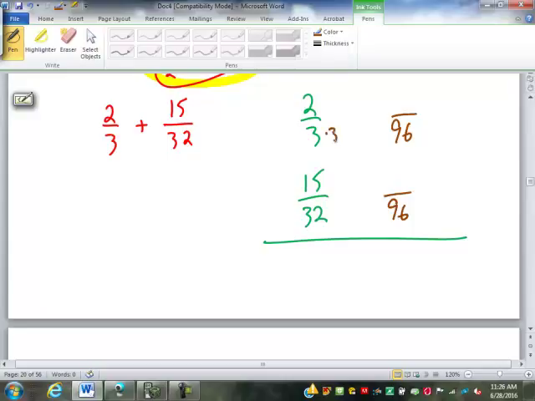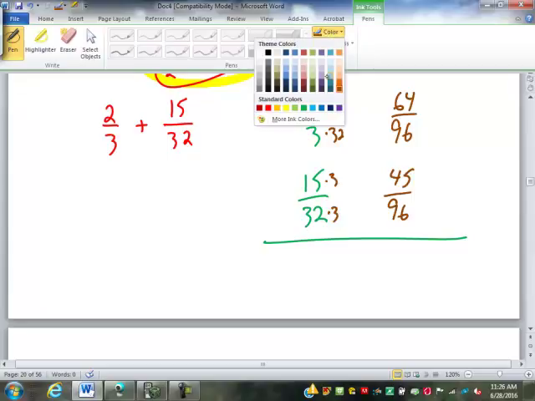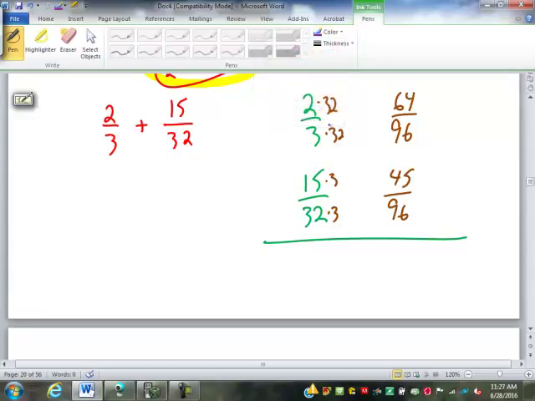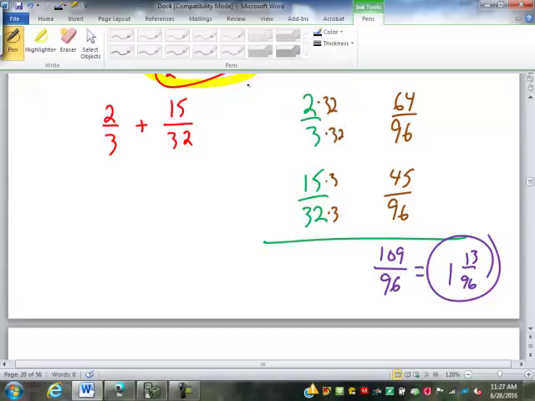So 3 times 32, 2 times 32 would be 64. 32 times 3, so 15 times 3 would be 45. And now we add. 64 plus 45 is 109. We keep the common denominator of 96. So this is 1 and 13/96. Yeah, those get pretty ugly in a hurry.